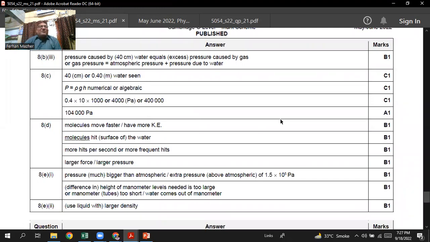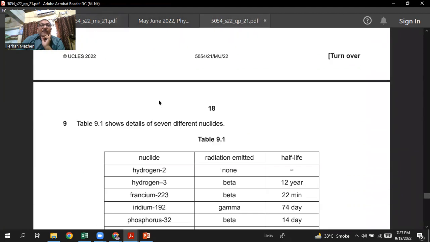So the marking scheme of question number 8 is showing up on your screen. You can pause the video. You can take your time. Okay, so we are going to the next question.